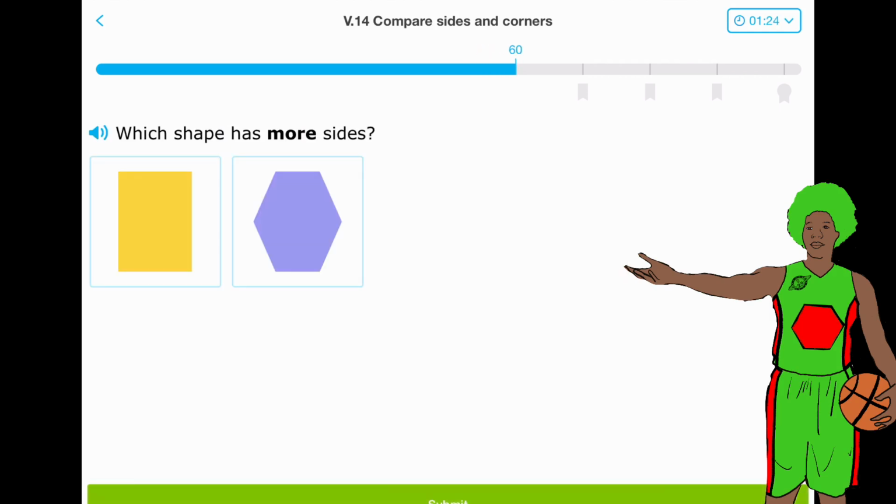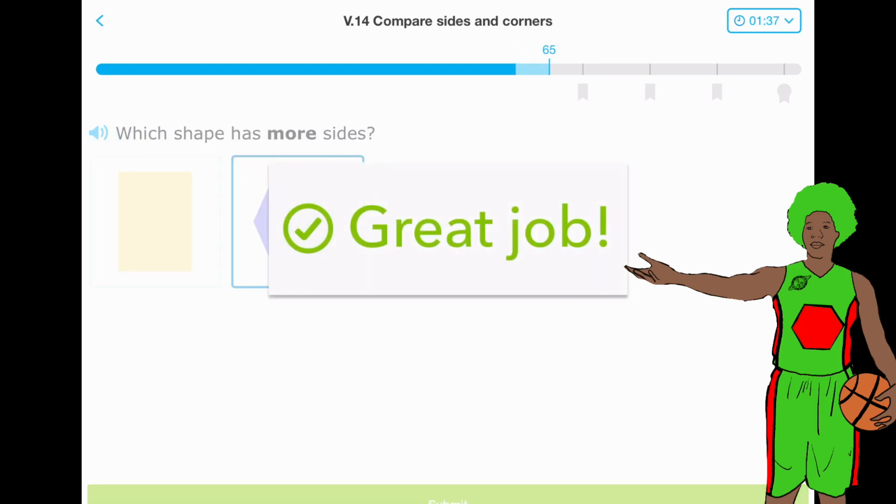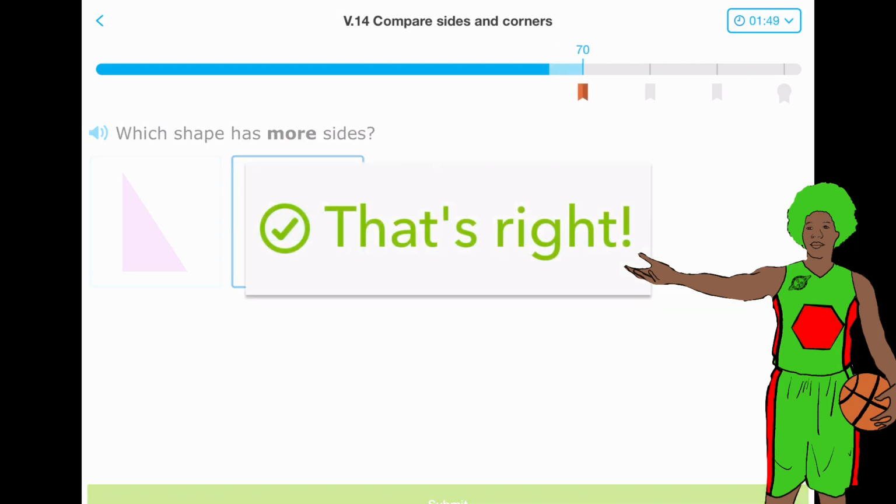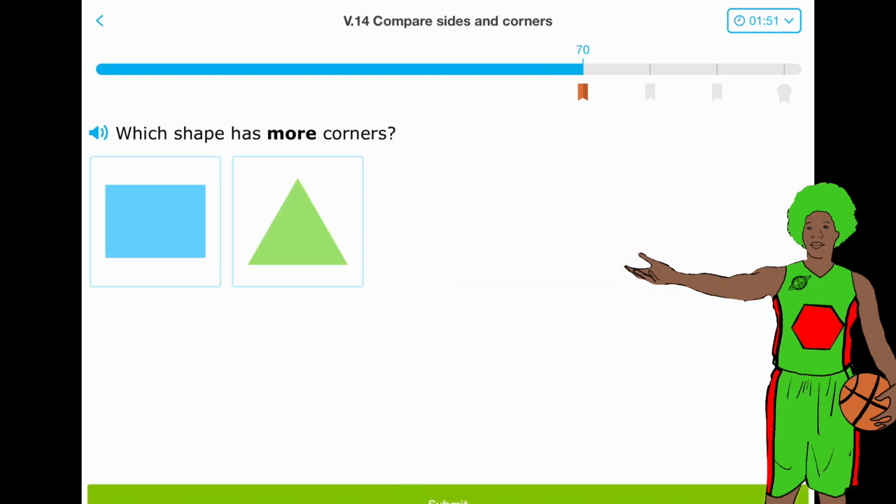Okay, which shape has more sides? Easy. We already know. All we have to do is look at the sides. So if you don't really get it, just make sure you're looking at the sides on each shape. Okay. Which shape has more sides? You try to answer this one on your own without my help. Okay, if you selected green, then you are correct. Woohoo!